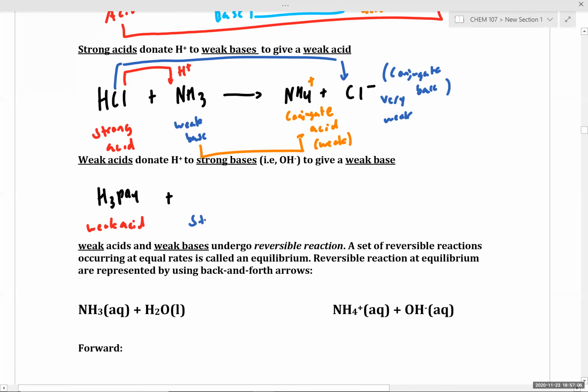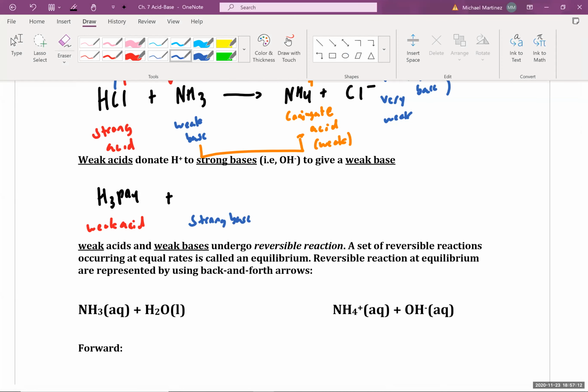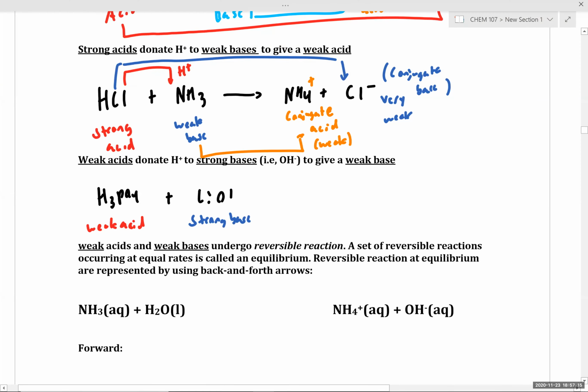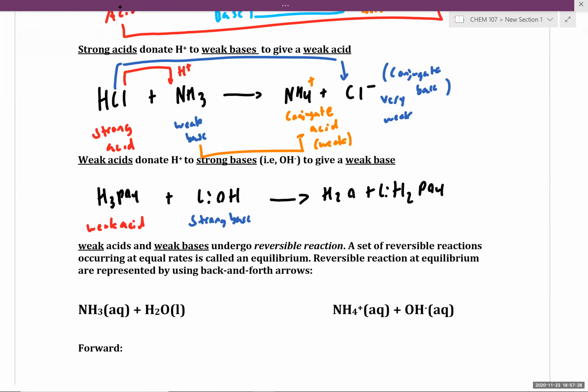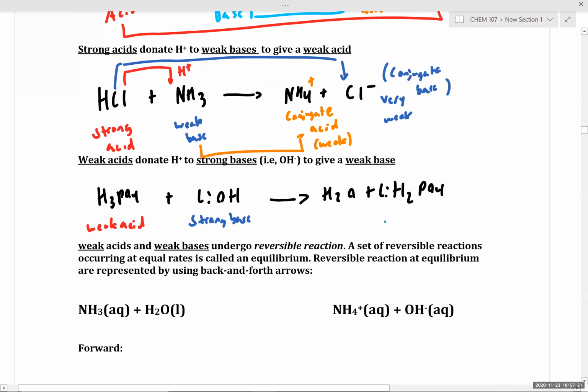So our go-to strong base is a hydroxide salt. So let's go with lithium hydroxide. So at the end of this reaction, we end up generating water and a weak base, which is lithium hydrogen phosphate. So in this case, we have generated a weak base, and this is our conjugate base. Does that make sense to everyone?